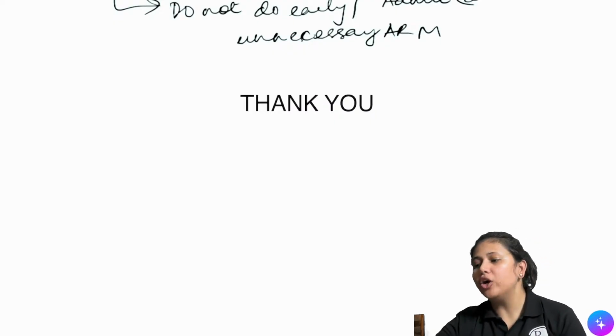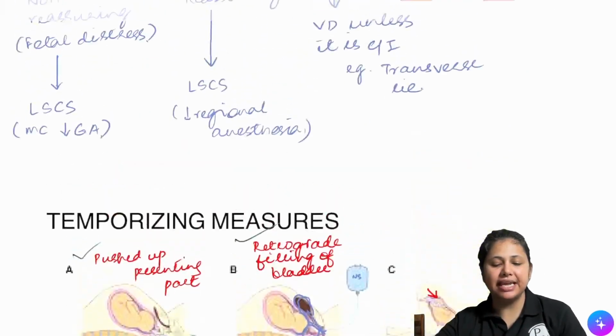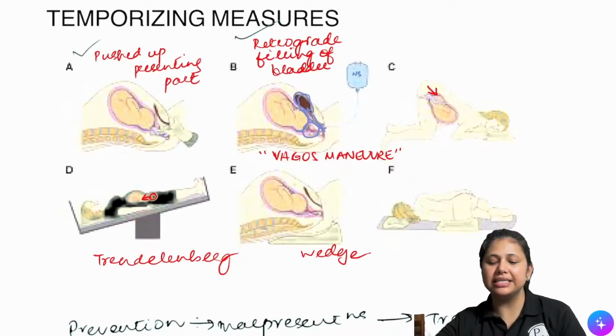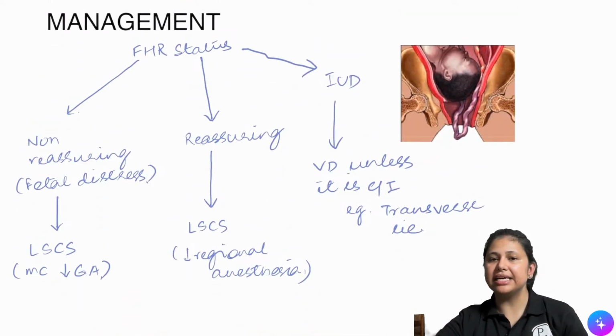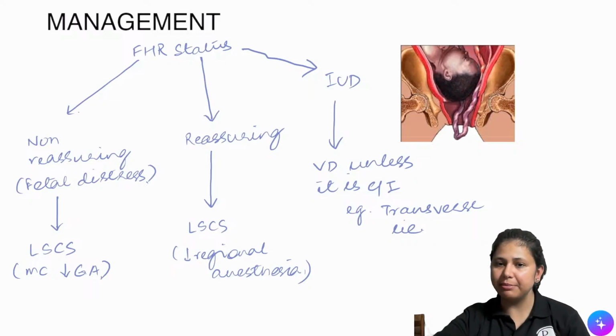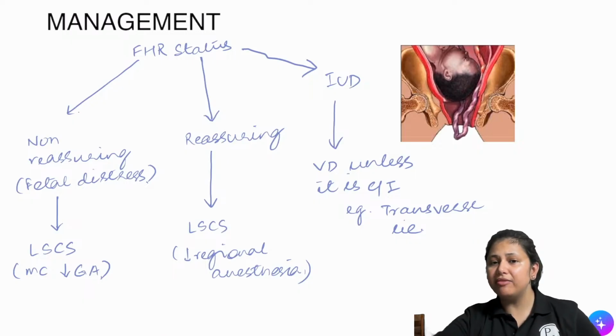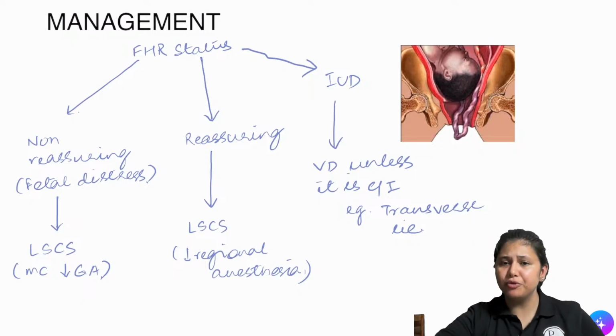Right. So the important question for exam is basically going to come either from this. Vago's maneuver is a question that has been asked in the past. And the other question that they can ask you is the definitive management. So management will include your temporizing measures also, and it will include this also. Do you think if a preterm baby comes like this, will you have time for steroids? No, you will not have time for steroids.